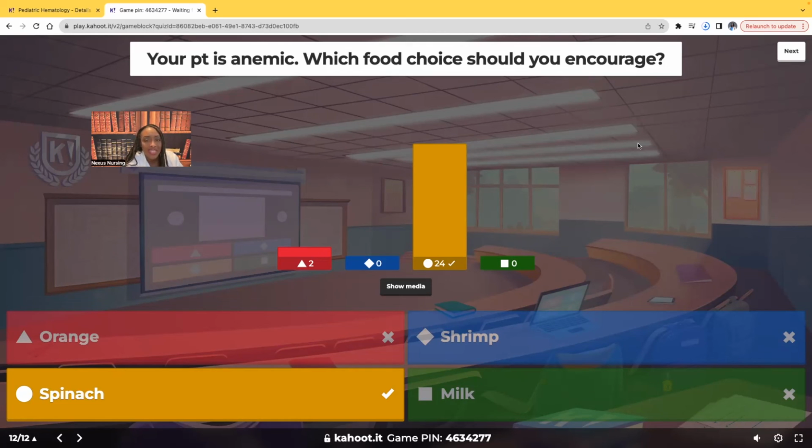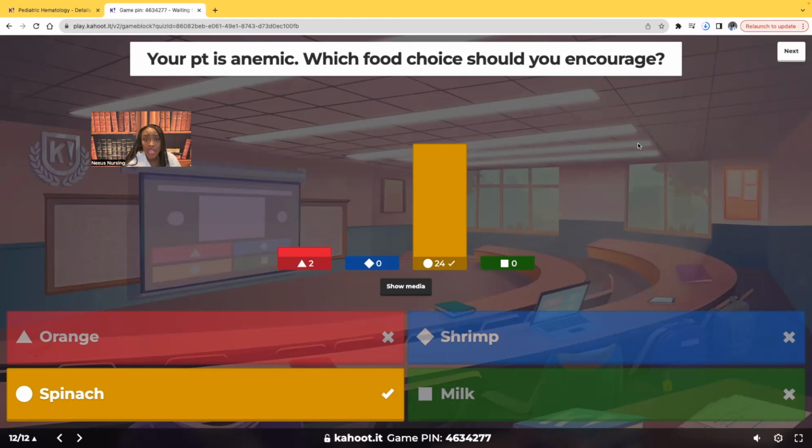So you're going to teach them to eat foods high in iron. Of course, we want vitamin C because that's what helps the iron be absorbed, but the iron is the key. So that's why you want them to have iron, but we're going to have vitamin C to absorb the iron. Shrimp, no, that's not high in iron. And milk, let me tell you something. If anything, milk decreases the absorption of iron.